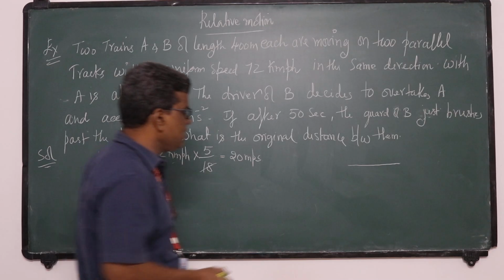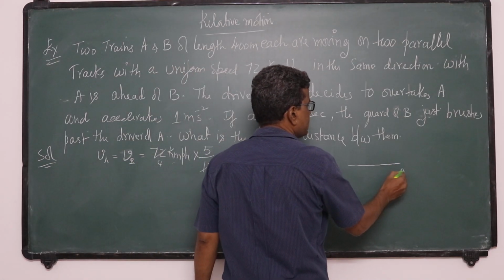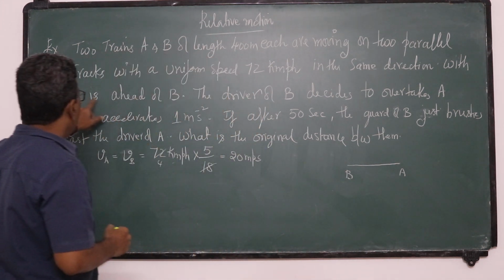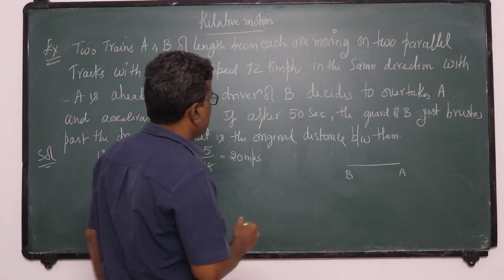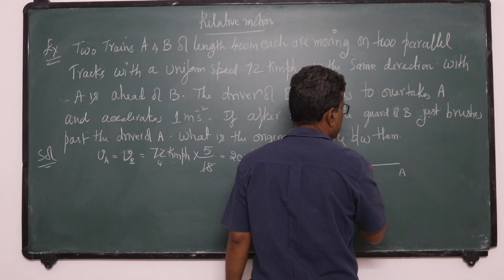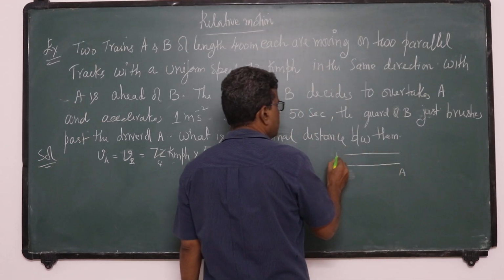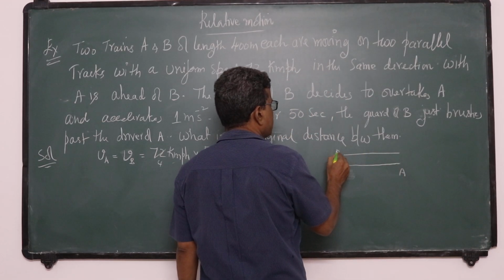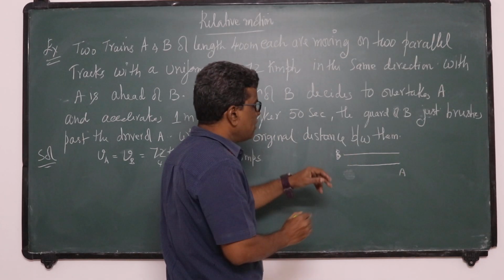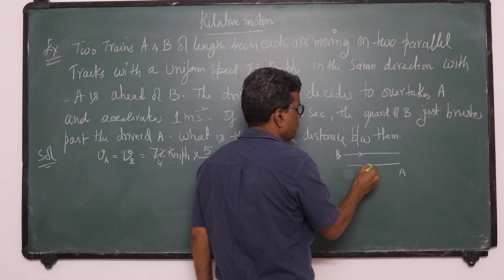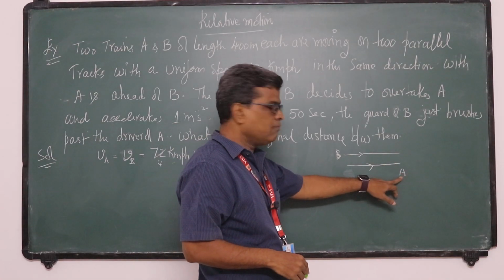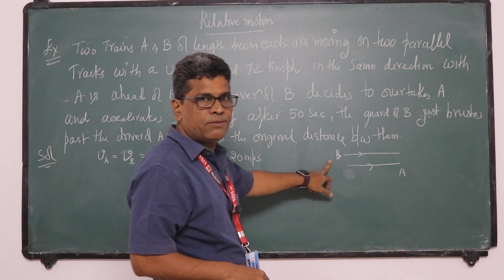A is ahead of B. Now, two parallel tracks. So these are different tracks. B is here on a different track, but these two are parallel. A is ahead of B. Both are moving in the same direction with the same speeds, but A is ahead of B.